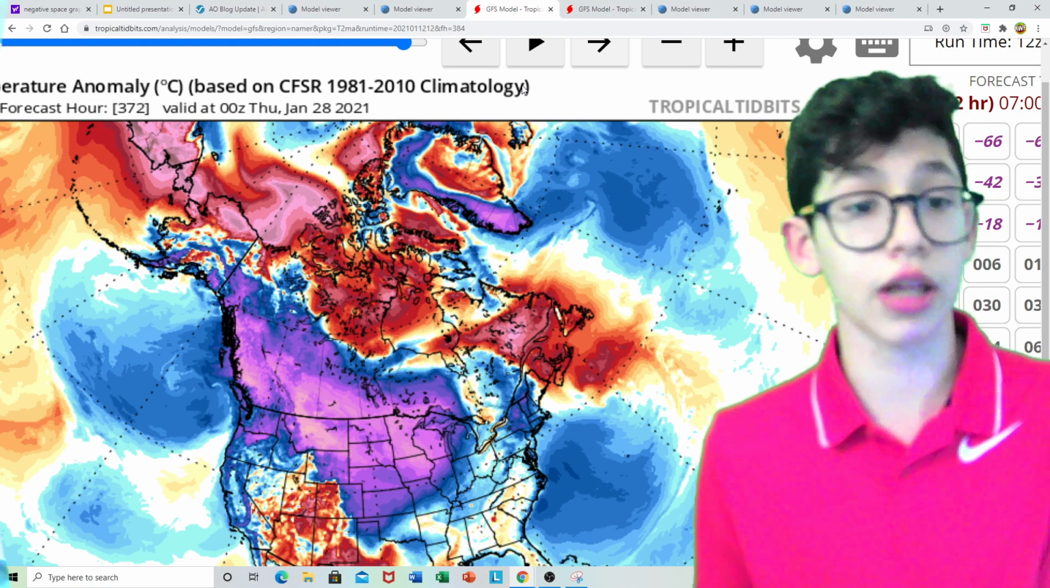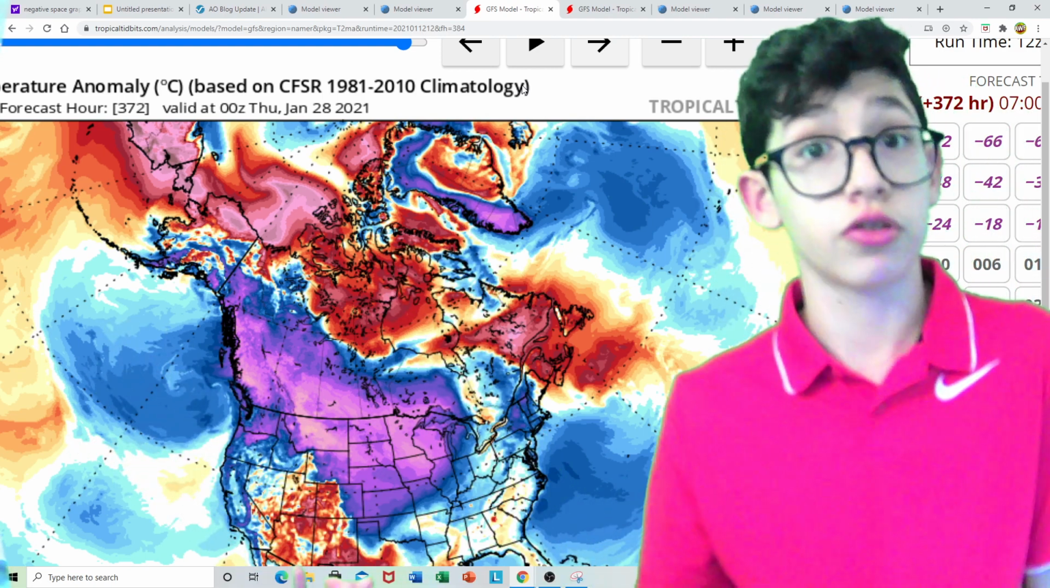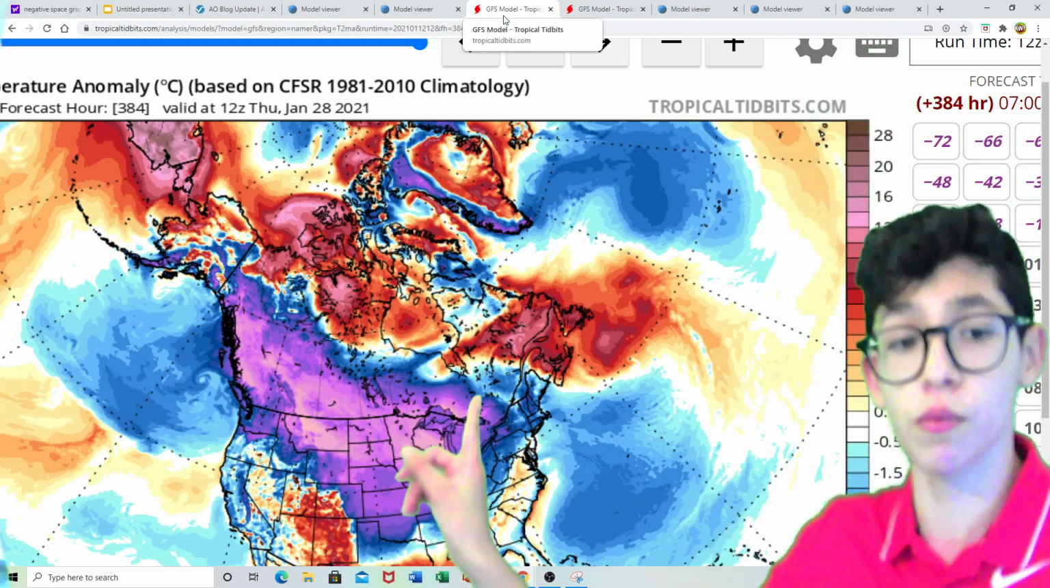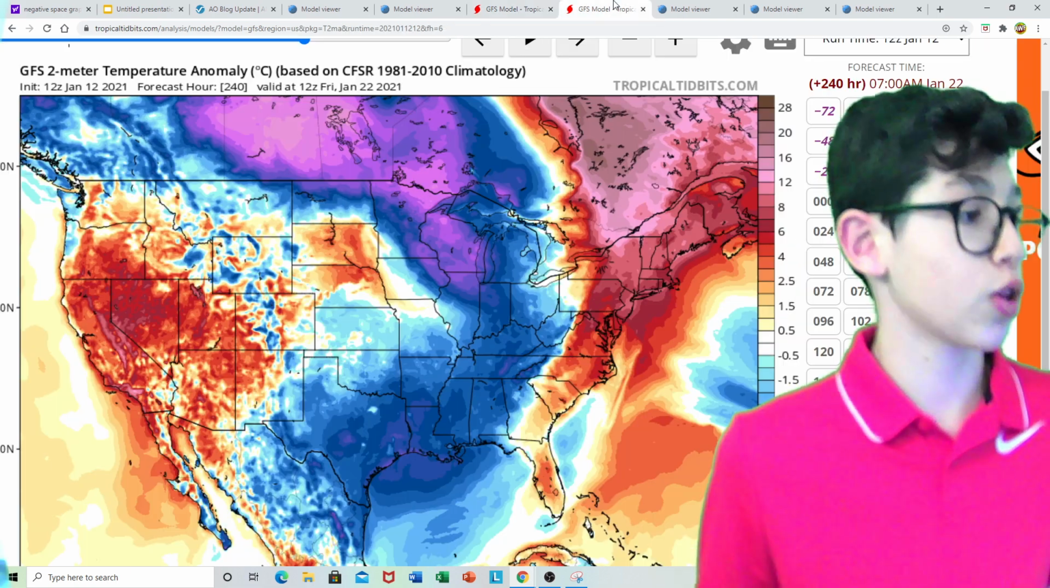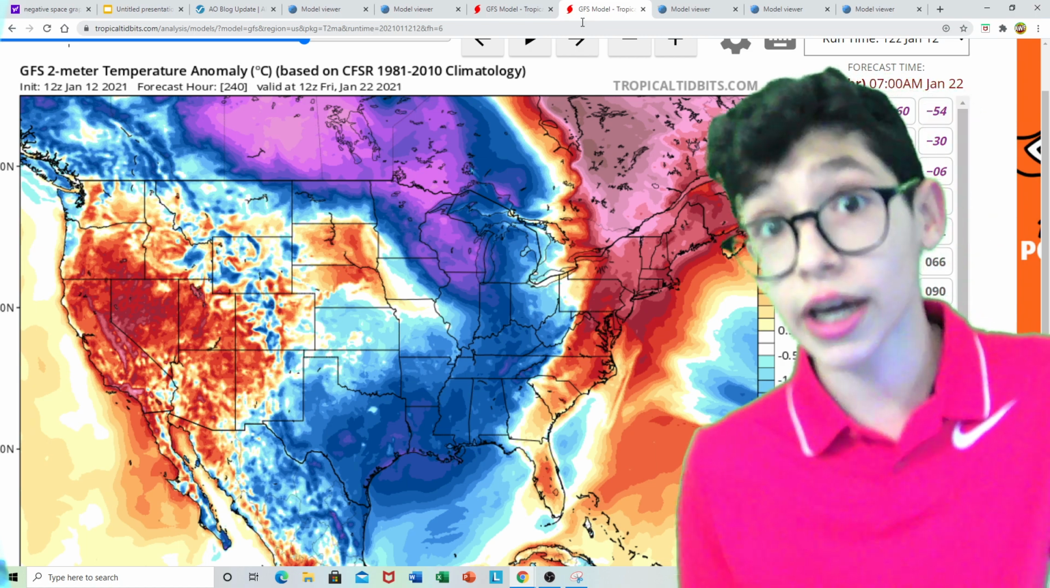But it's not done there. Look at that. Boom, rushes the cold air. January 28th, still at a negative Arctic oscillation at that point. And then it continues to move more into the United States. We're talking 20 to 25 degrees below average for areas where averages are already below freezing. So we're talking negative digits here.